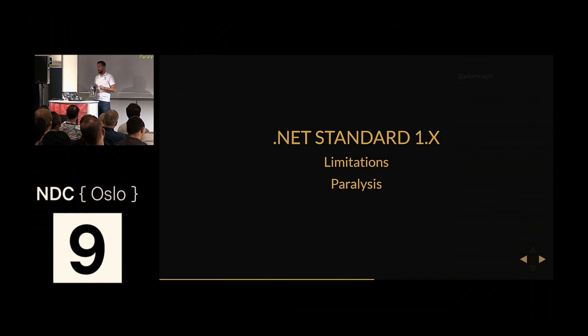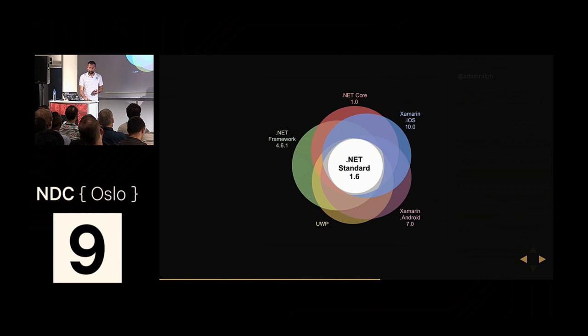So limitations. You may have noticed in this diagram here that these circles are fairly big, and this circle is fairly small. That is a reasonable representation of the truth because the various .NET Standard 1 versions only define a relatively small subset of the APIs that are available in all the platforms. And the complaint there was, well, look, I really want to support one of the .NET Standard 1 versions, but there are just not enough APIs there for me to use. I just cannot achieve what I want to achieve using .NET Standard 1.